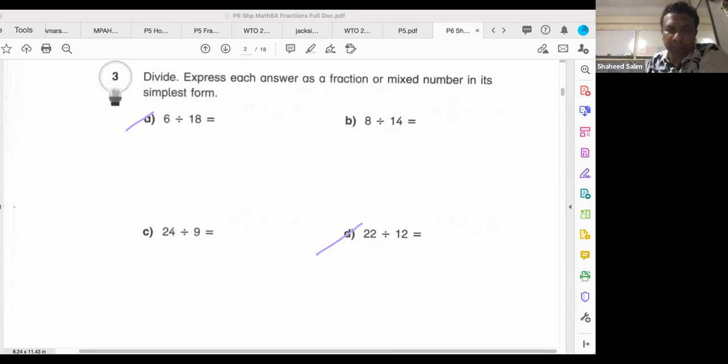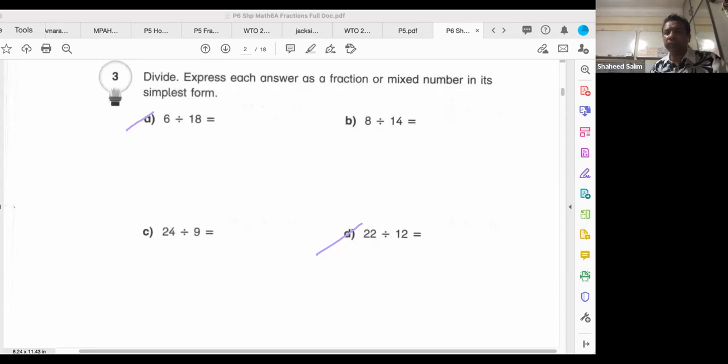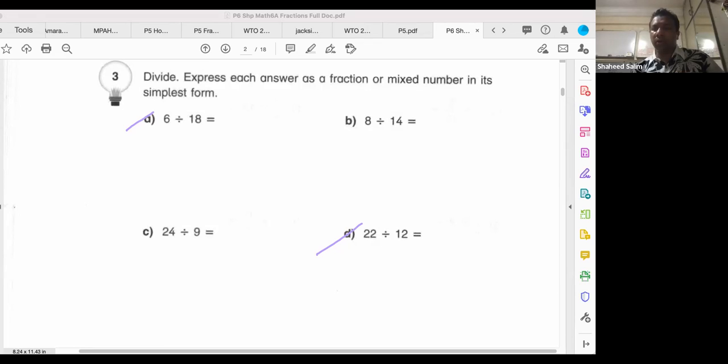Raidi, let's see. Let me see. Can you check again, Raidi? I think your answer is wrong. We cannot reduce to lowest terms for this one. Okay. 1 5/6. Okay, let's see now.